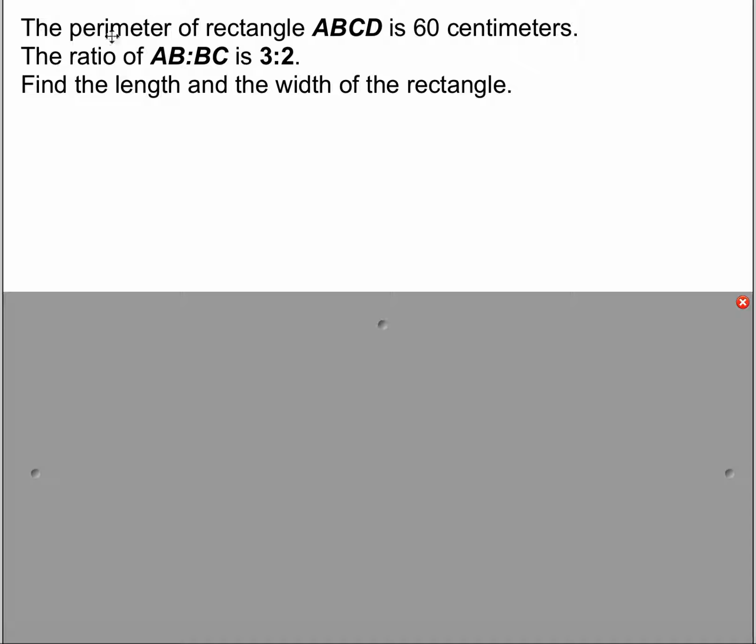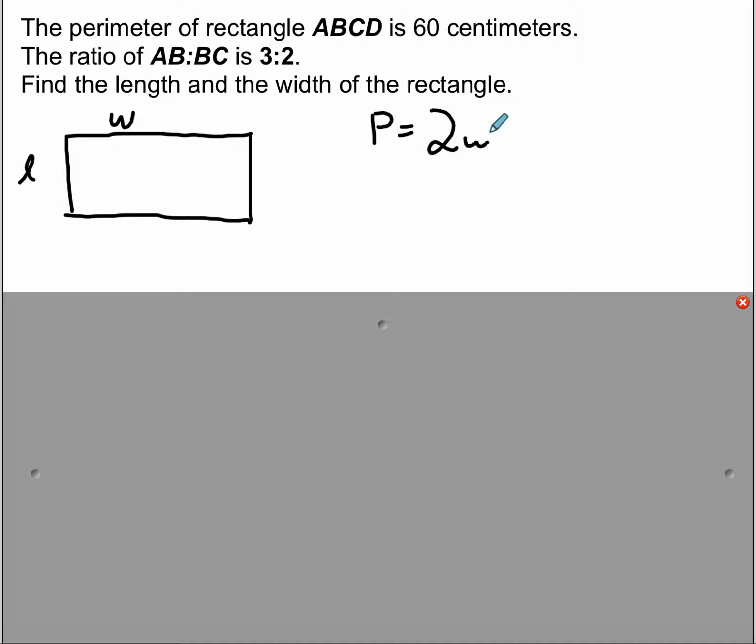The perimeter of rectangle ABCD is 60 centimeters. The ratio of AB to BC is 3:2. Find the length and the width of the rectangle. Well, let's try and draw this rectangle as best we can. Now, we know that the perimeter, if I was finding the perimeter, I'd have to add up all of the sides. So if this is the width and this is the length, then the perimeter would be the width plus the width plus the length plus the length, or 2W plus 2L. And we already know that that equals 60, right?